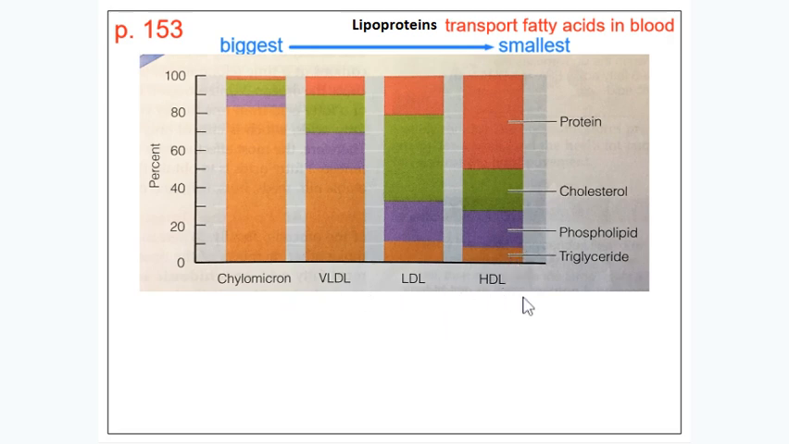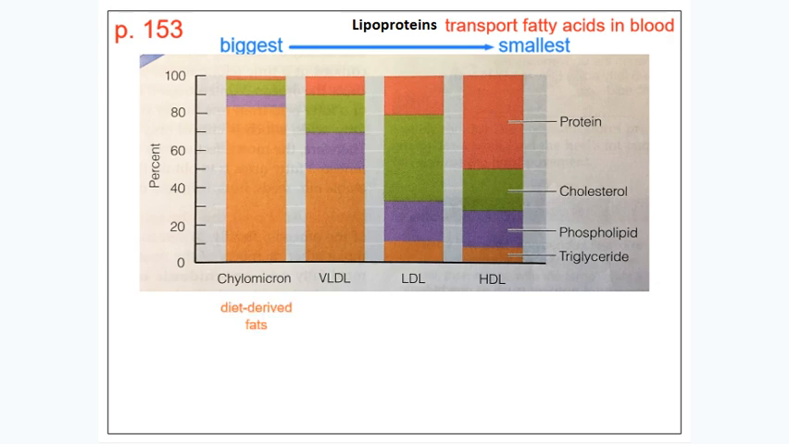And we'll talk about what all these are next. So make sure you know, I might give you a clue on the test, for instance, like which lipoprotein is the biggest, and some other stuff about it. So knowing the size might help you answer questions.